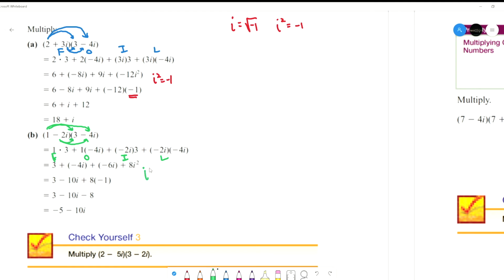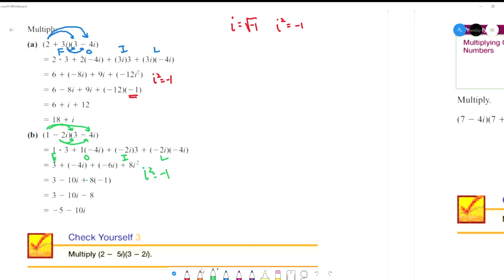And we said i squared is equal to negative 1. So we replace that i squared with the negative 1. So this is 8 times negative 1 is negative 8. And then you combine the real part. 3 minus 8 is negative 5. And then minus 10i.